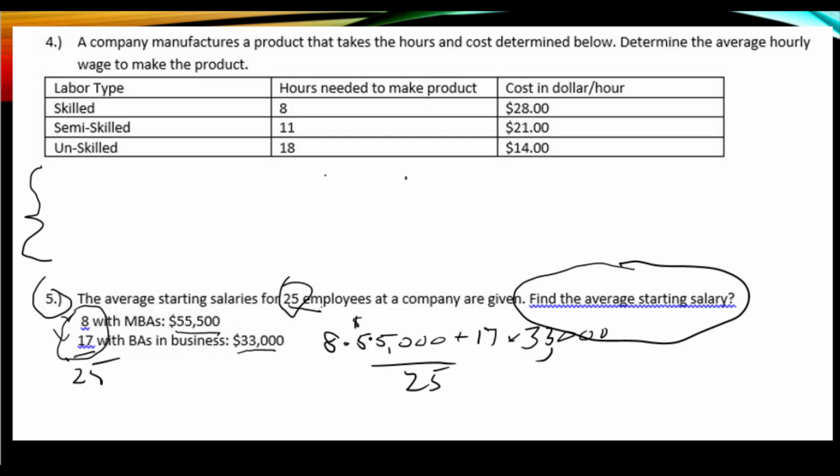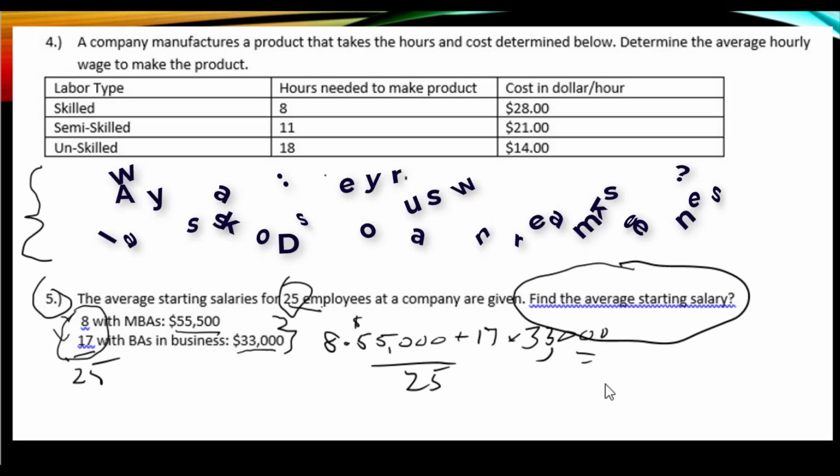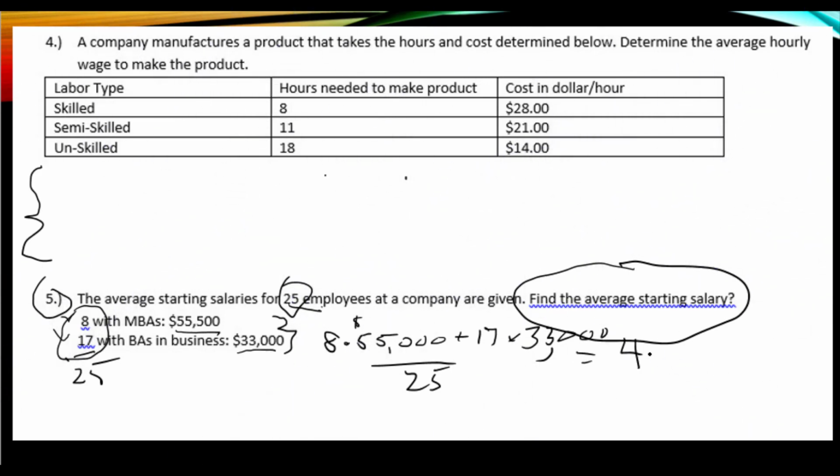If you added 55,500 and 33,000 and divided this by 2, you would get something like 44,000. Look and watch: does your answer make sense? And so let's put this in our calculator. And I'm getting $40,040. And that's the average starting salary.